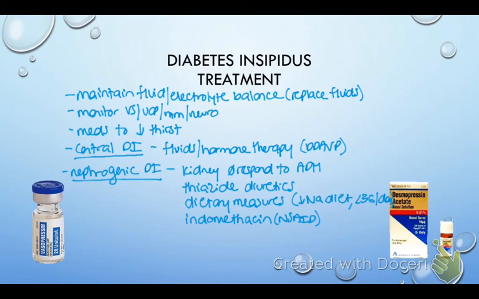Low sodium diet is less than 3 grams a day. That's a G. Oh, 3 grams. DDAVP is the generic name. There you go. Thank you.